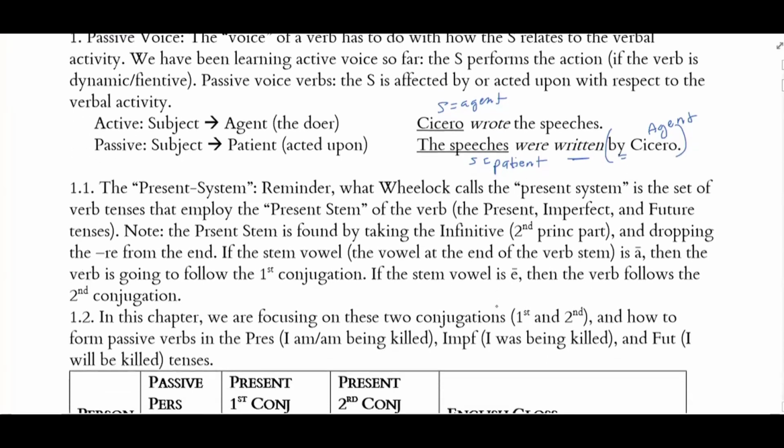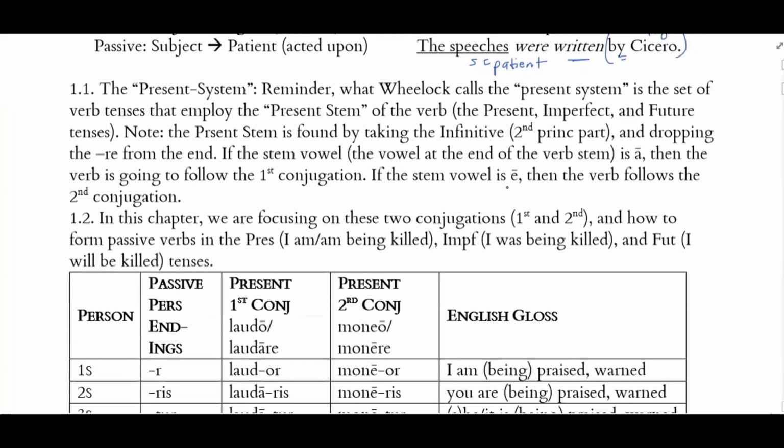Now, we want to remind ourselves here, because the lesson is about the present system's passive verbs. And so I want us to remember what Wheelock means when he says the present system. What is that? The present system is the set of verb tenses that employ the present stem of the verb. The tenses that use the present stem of the verb are the present tense, the imperfect tense, and the future tense. I am eating, I was eating, I will eat. Okay?